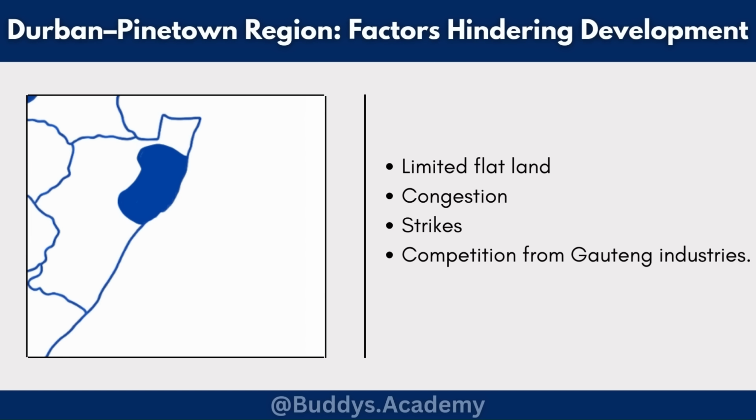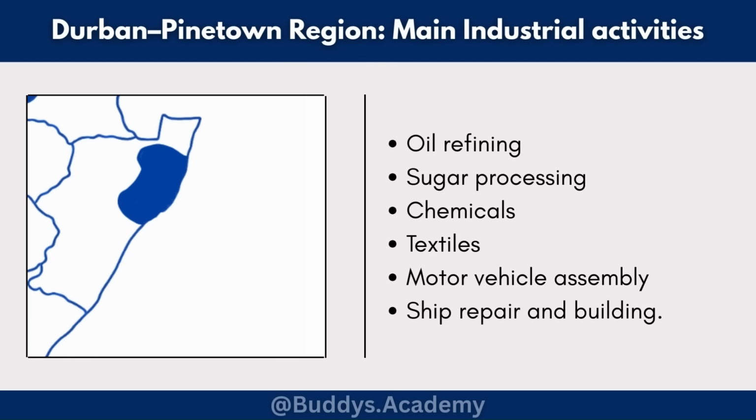The factors that are going to hinder development will be your limited flat land, because remember, KZN is going to have your hilly land. That means it's going to have steep slopes. It's not going to be fully flat land. There's going to be congestion, strikes, and competition from your Gauteng industries. And when you're looking at your main industrial activities, we're going to be looking at things like oil refining. We're going to be looking at sugar processing, chemicals, textiles, motor vehicle assembly, and your ship repair and building.